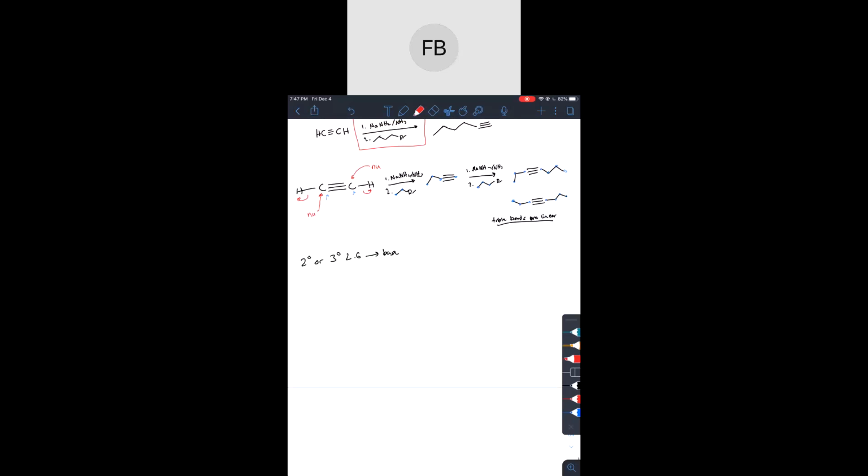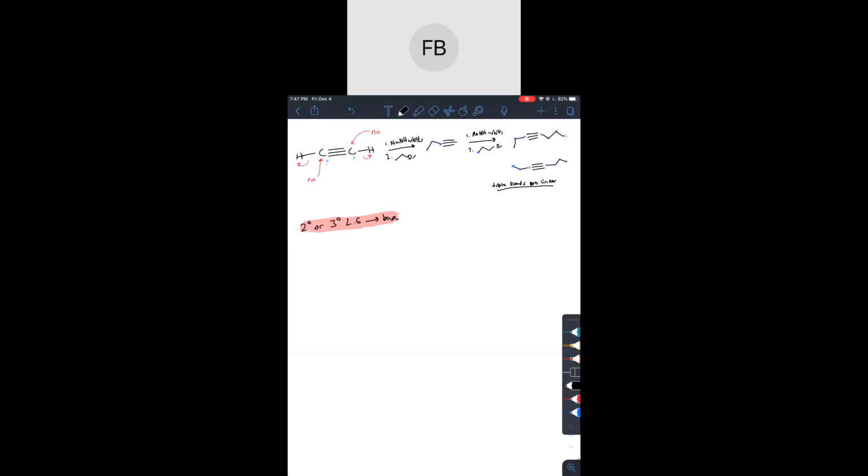All right. So basically what I'm trying to say here is that if it's a secondary or tertiary leaving group, what's going to happen is that you're going to create a base. So on your quiz, I think you guys had this, right? It was like this. Or actually, no, you guys didn't have this, but you could have this.